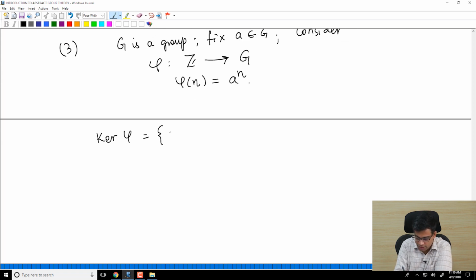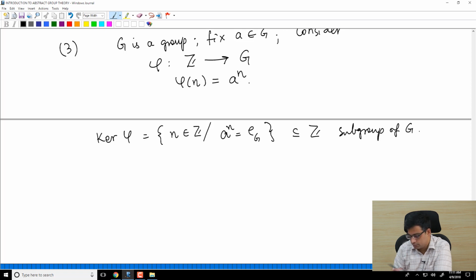This is all integers n such that phi of n, in this case a power n, is the identity of G. Okay, this is a subgroup of Z. So this is all integers n such that a power n is the identity, and it is a subgroup of Z.